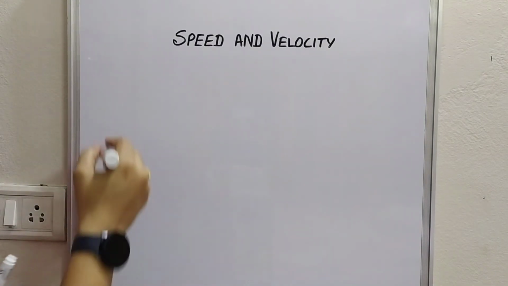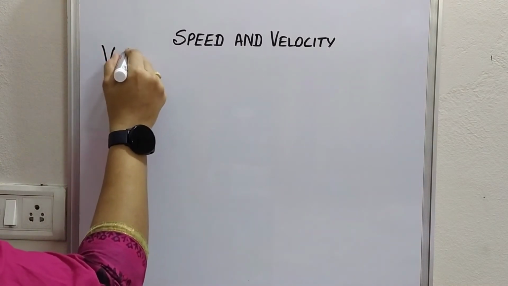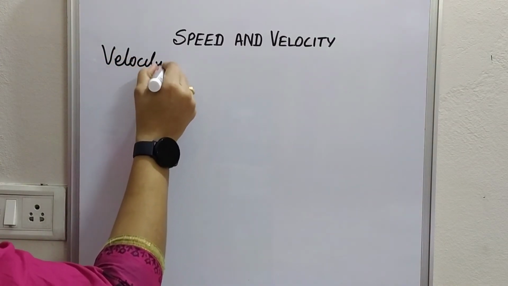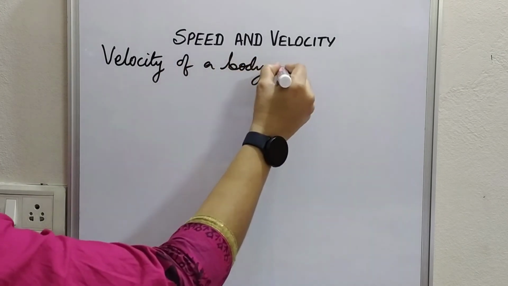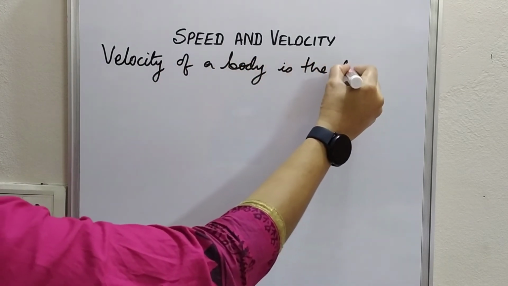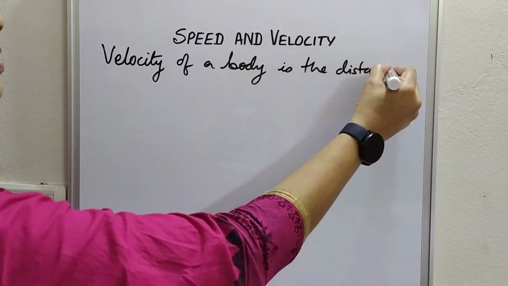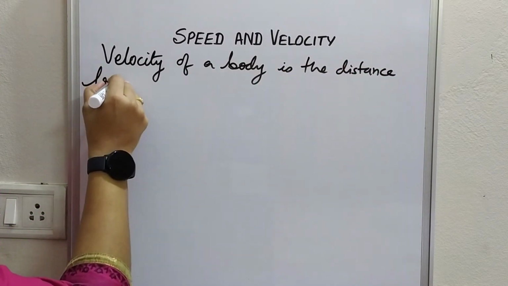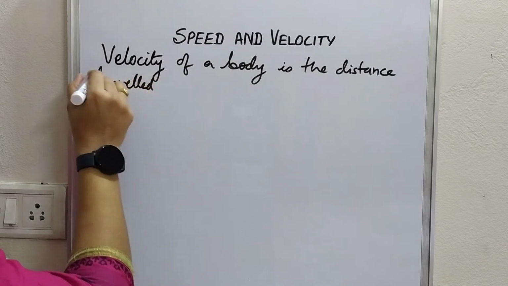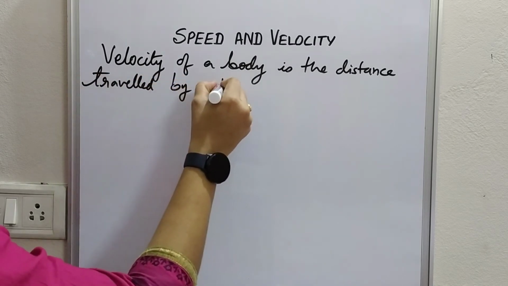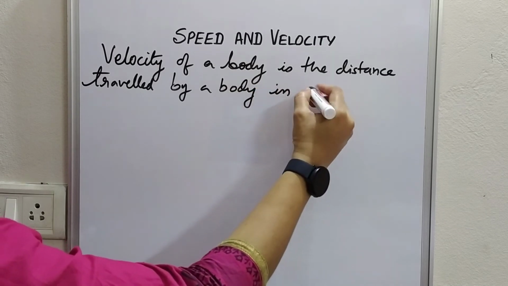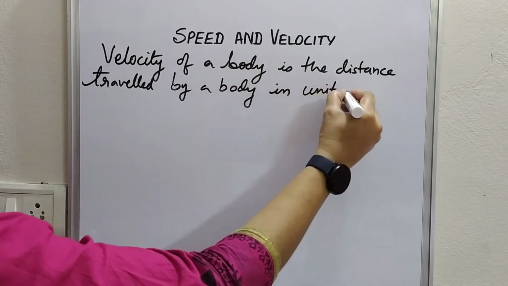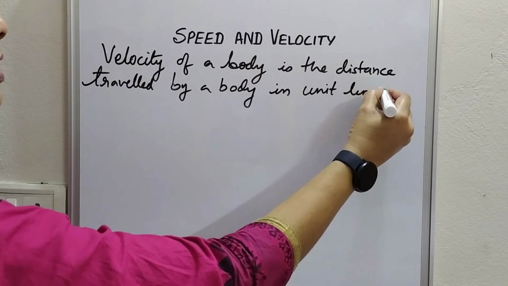Now velocity of a body is defined as the distance travelled by a body in unit time in a specific direction.